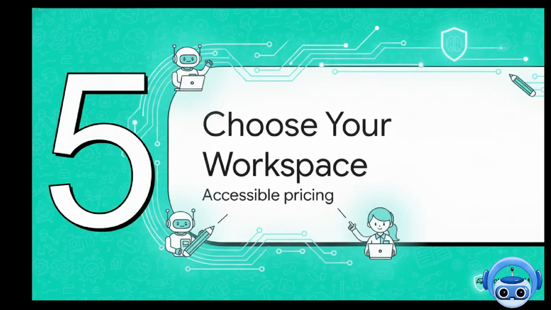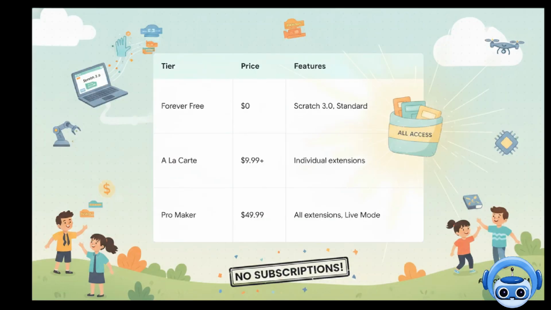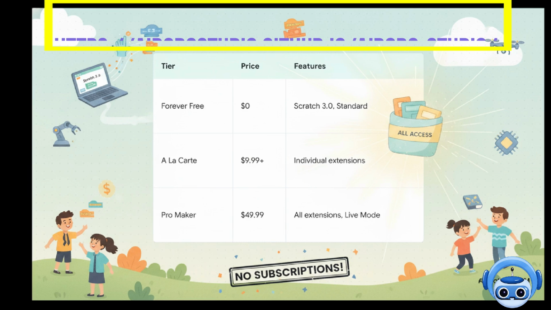Finally, Section 5. Choose your workspace. Let's talk about the super accessible pricing. The pricing model here is incredibly flexible. If you just want a standard offline Scratch 3.0 editor, the base Windows app is completely, forever free. No catch. If you only need a specific feature like the hand detection AI, you can buy it a la carte starting at just $9.99. But the best value, hands down, is the Pro Maker bundle. For a one-time, yes, lifetime payment of $49.99, you get all 5 current AI and hardware extensions, that crucial live mode feature, and free access to all future extensions.